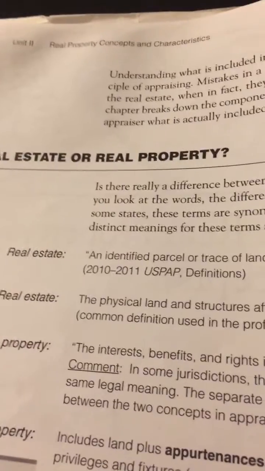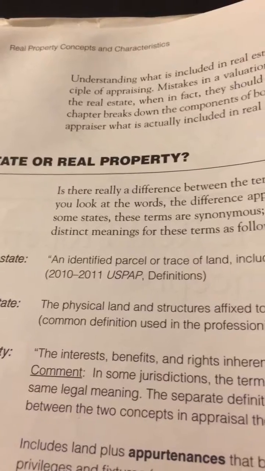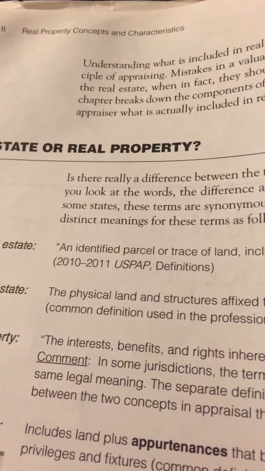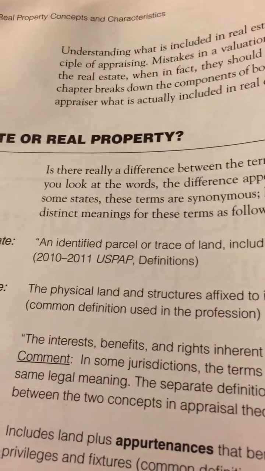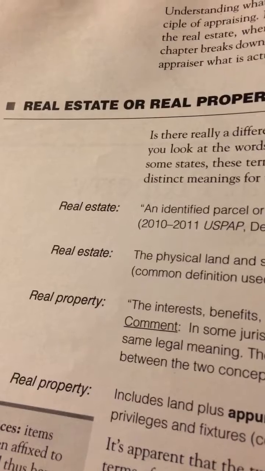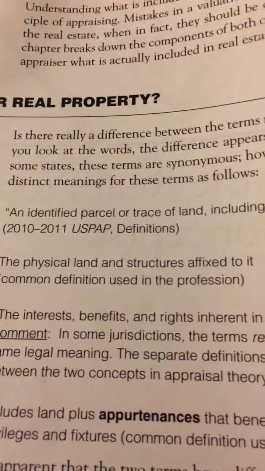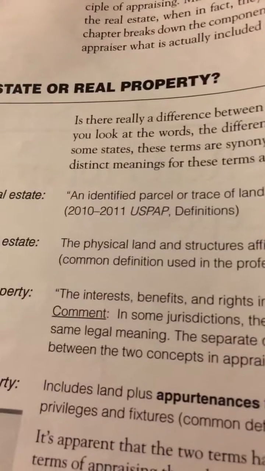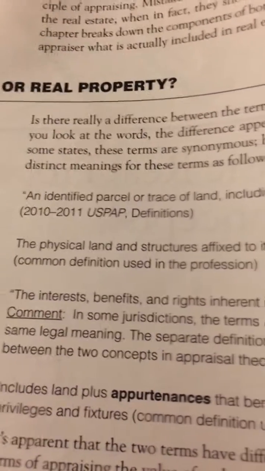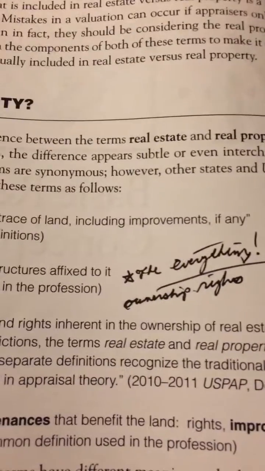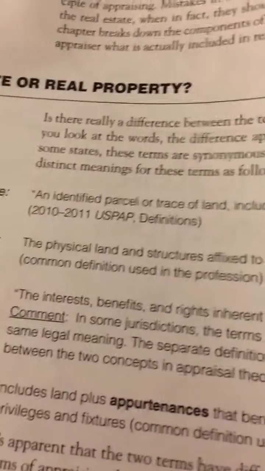Real estate. An identified parcel or tract of land, including improvements, if any. 2010 through 2011 USPAP definitions. Real estate. The physical land and structures affixed to it. Common definition used in the profession.